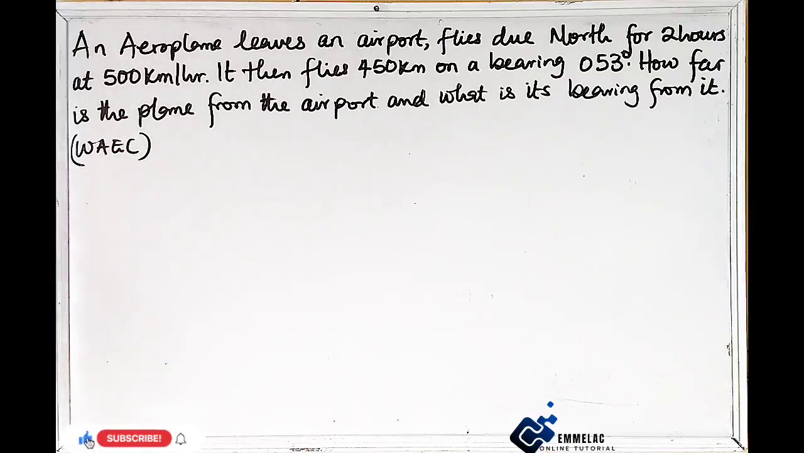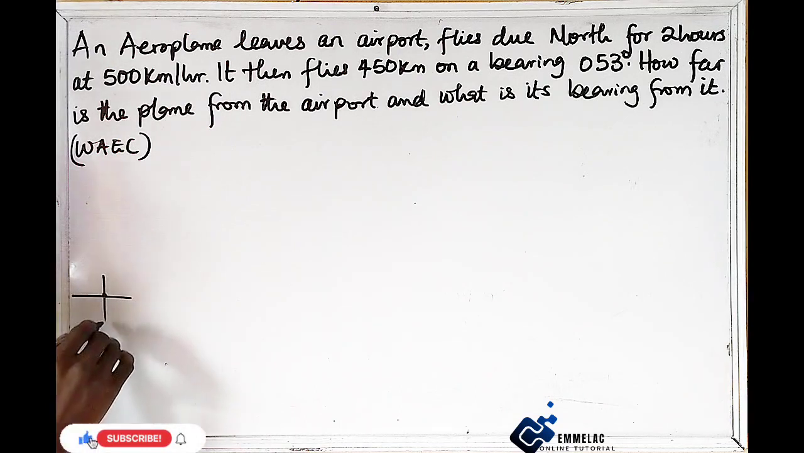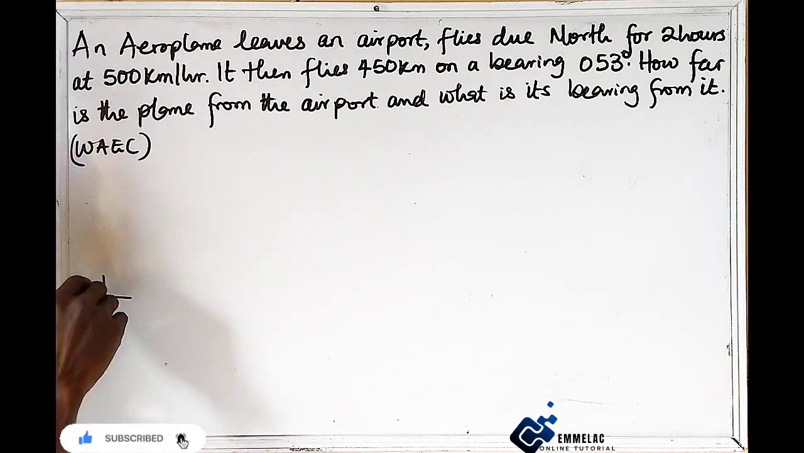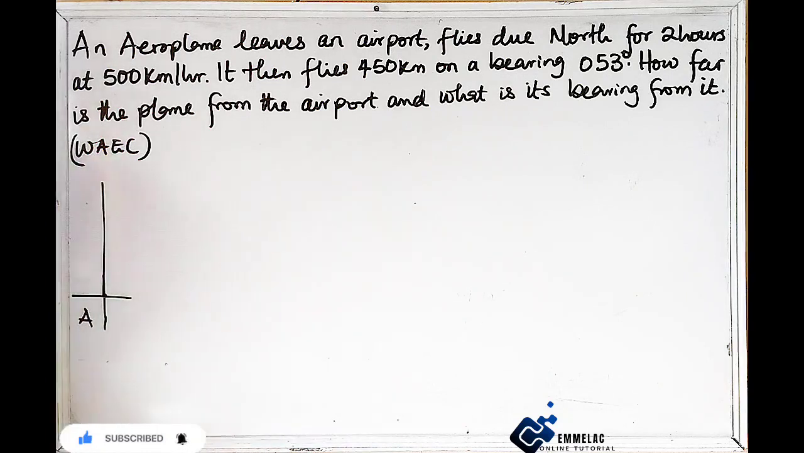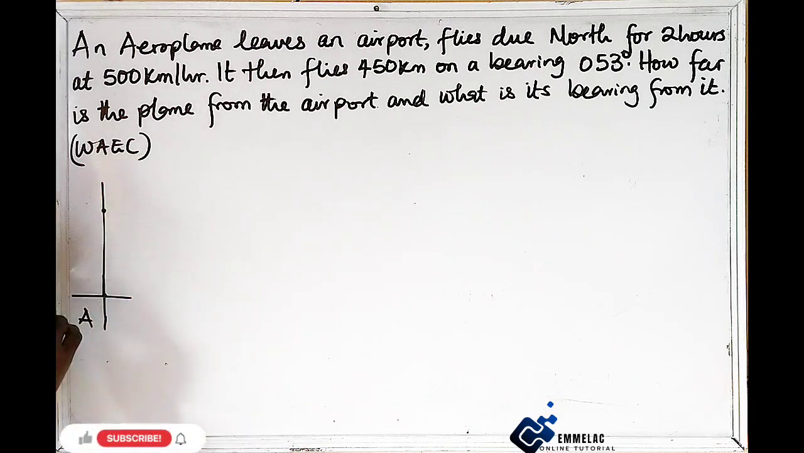First of all, let us have a pictorial diagram of this question. A plane leaves an airport. Let's say this is the airport with its coordinates. Airport, let us say A. Since it is due north, it traveled directly north, for 2 hours at 500 km per hour. It then flies 450 km on a bearing of 053. So let us assume here.